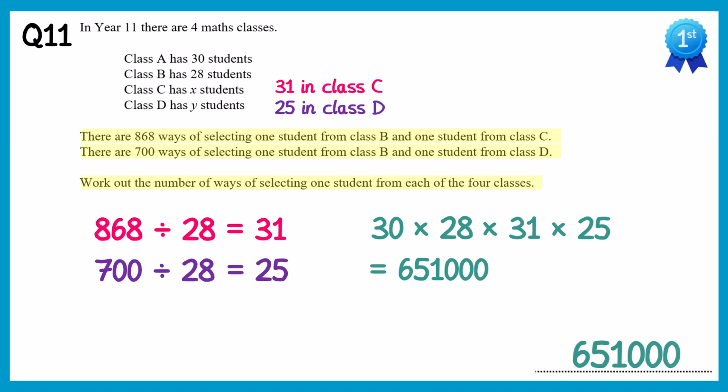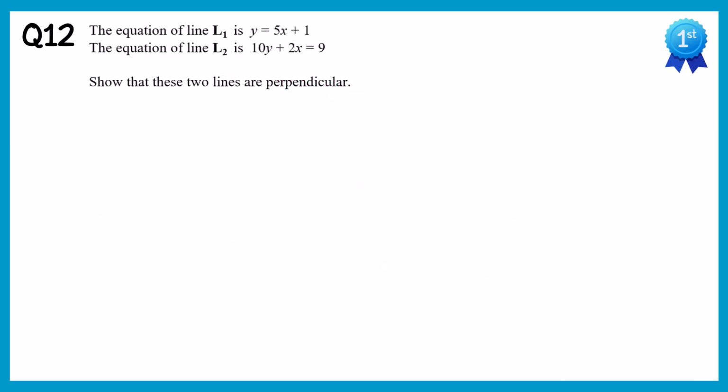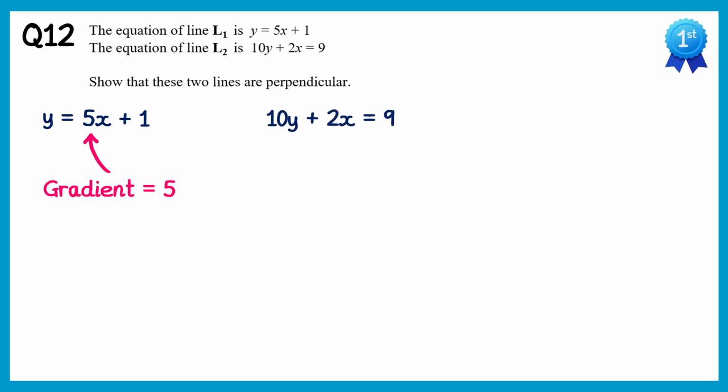In this question, we need to show that 2 lines are perpendicular. We're going to do this by working out their gradients. For line L1, the gradient is easy to see because the equation is given in the form y equals mx plus c, so the gradient is just the number in front of the x here, which is 5. For the second equation though, we're going to need to rearrange it to get it into that form.